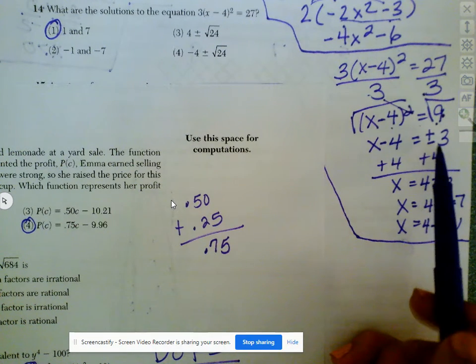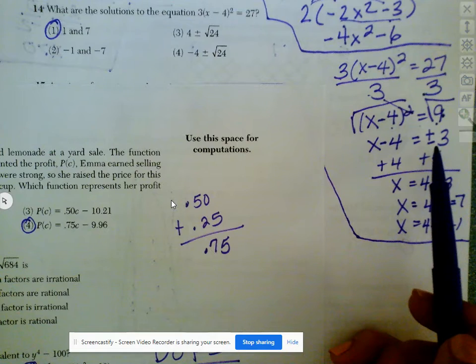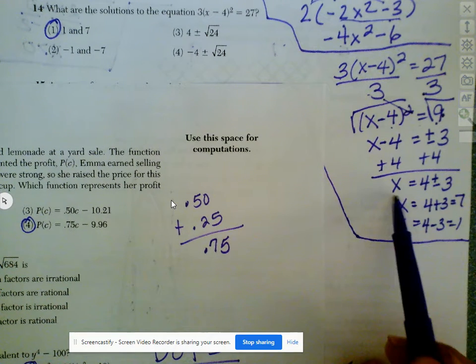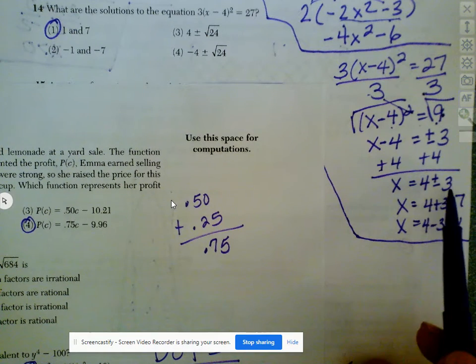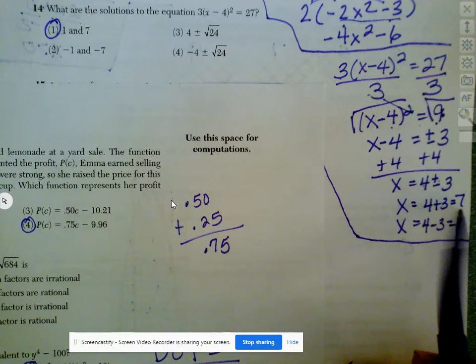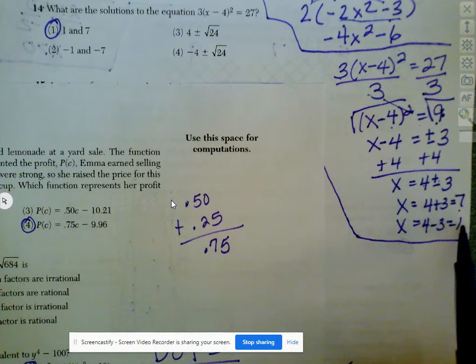The square root of 9 is plus or minus 3. So I'm going to add 4 to both sides, so I get x equals 4 plus or minus 3. So 4 plus 3 is 7. 4 minus 3 is 1. So that is one way we can do it. So the choices would be 1 and 7.